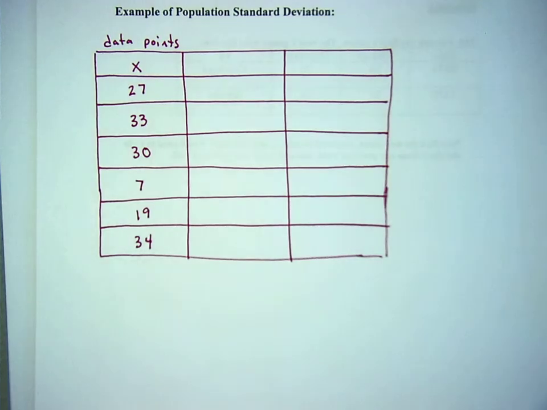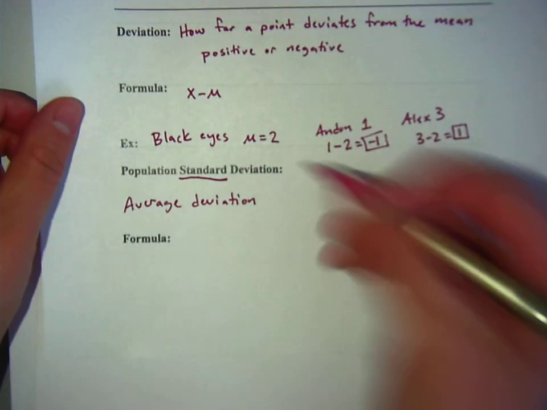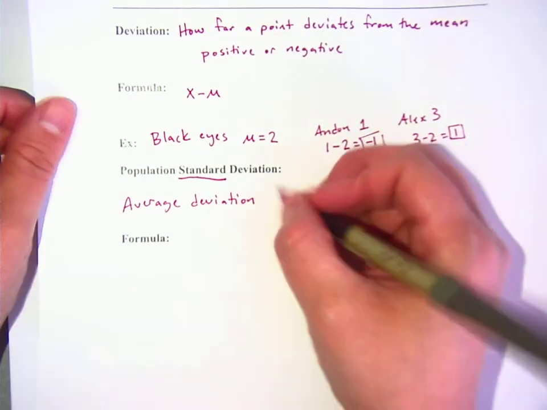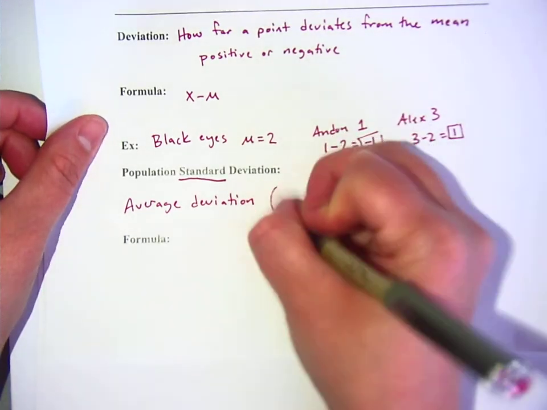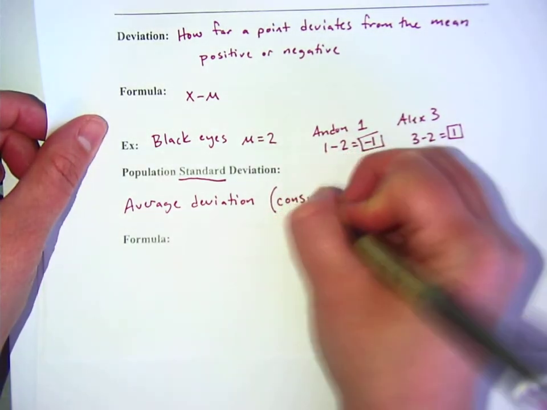But this isn't about whether they're a good team. This is about how consistent they are. Okay? Standard deviation is about consistency. In fact, I'm going to go back to the population standard deviation definition at the beginning and write consistency.